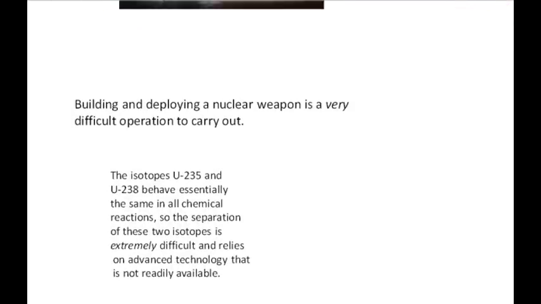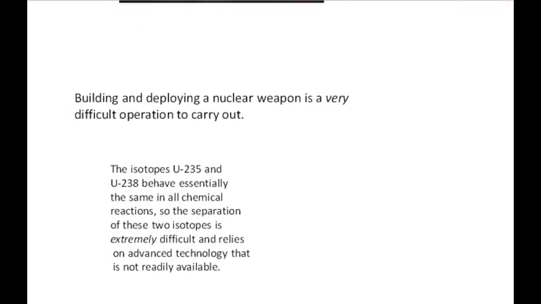Okay, so first of all, building and deploying nuclear weapons is a very, very difficult and expensive operation to carry out. The isotopes uranium-235 and 238 behave essentially the same in all chemical reactions, so just to separate them is extremely difficult and relies on advanced technology that's not readily available to a lot of the developing nations in the world.